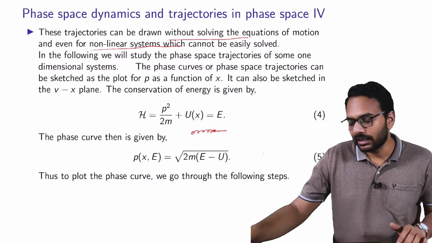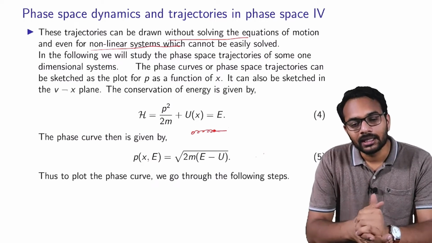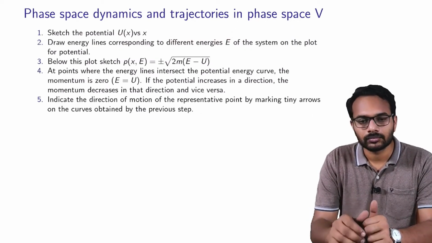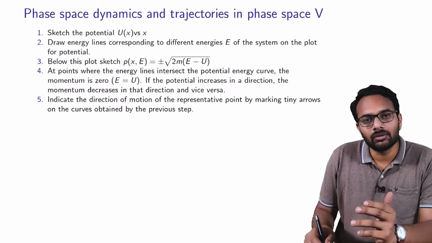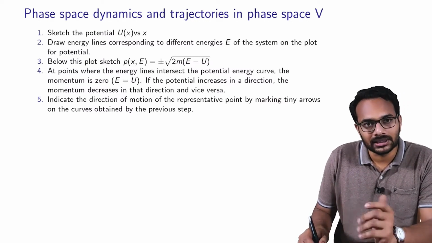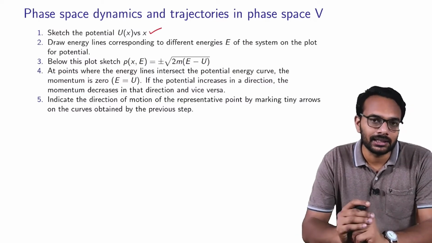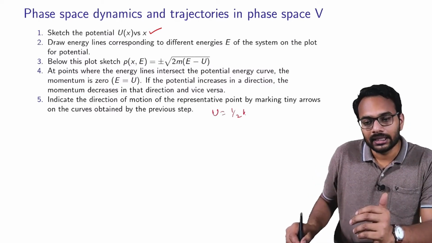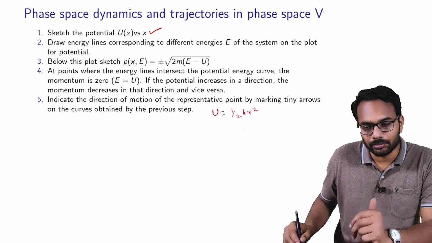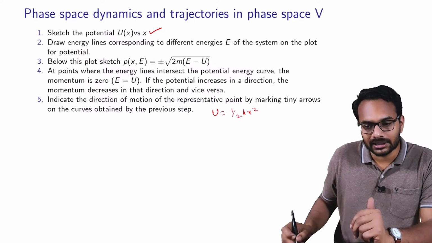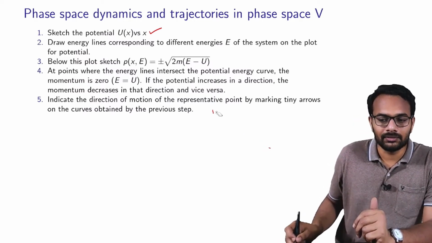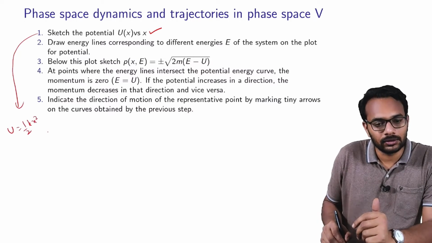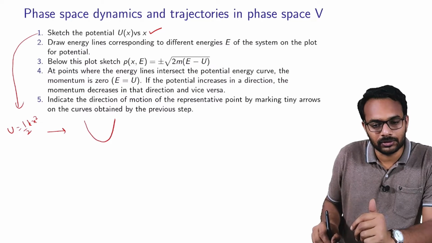Before that, let's write down some general steps that we can keep in mind to plot the phase curve. I hope so far it has been clear. Let's go to the steps. First, some potential will be given, some potential energy V as a function of x, or U as a function of x. The first step is to plot the potential. For example, if the potential is half kx squared, we plot this. It's easy to plot because we know that this is a parabola. If we don't know, there are other steps that we can take to plot this, which we'll discuss in detail. So let's take this example of U equal to half kx squared. The first step is to plot this potential.